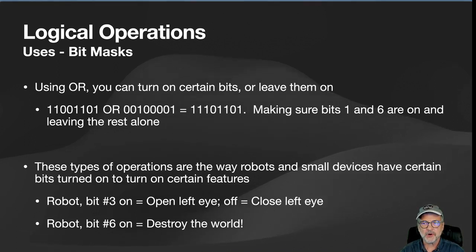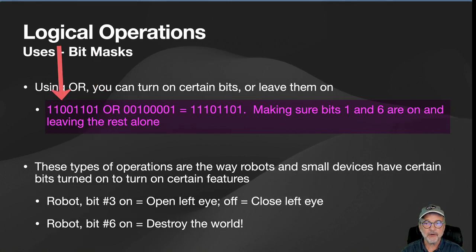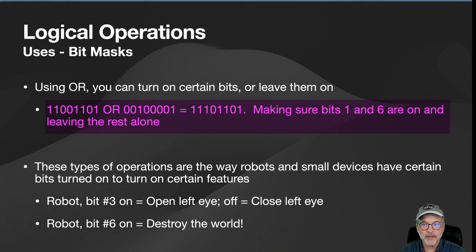Using OR, you can turn on certain bits or just leave them on. So if I want to make sure that the first and the seventh, I believe that's the first and the sixth bit, are turned on, I just OR the number on the left with 100001, and that makes sure that the first and the sixth bit are both turned on.